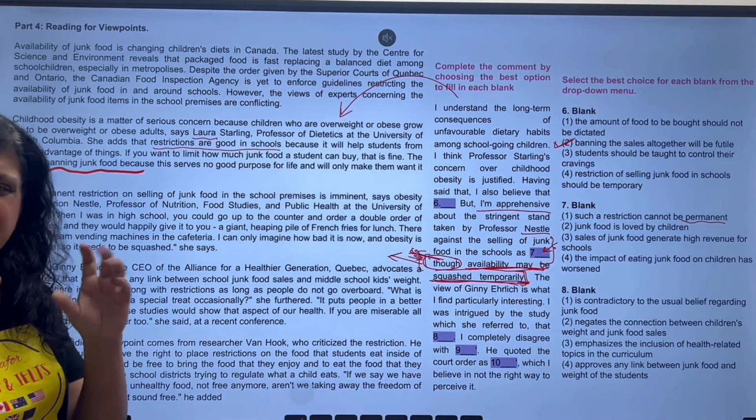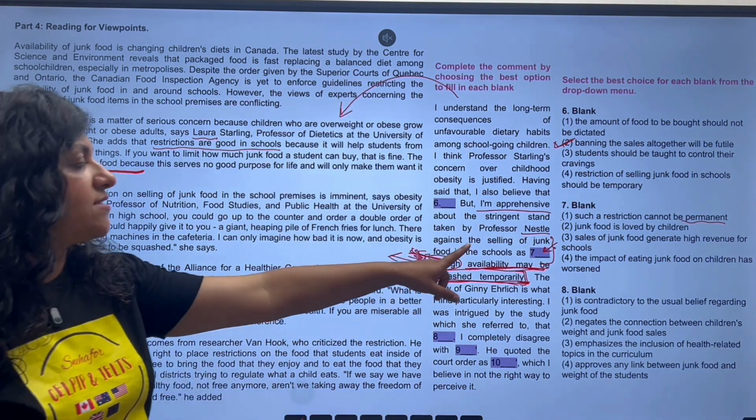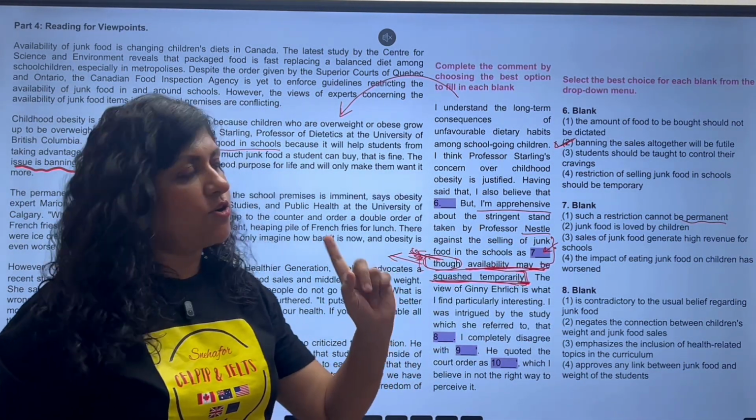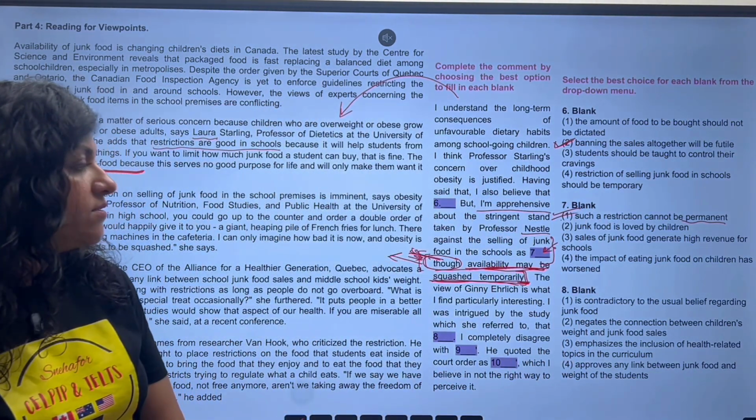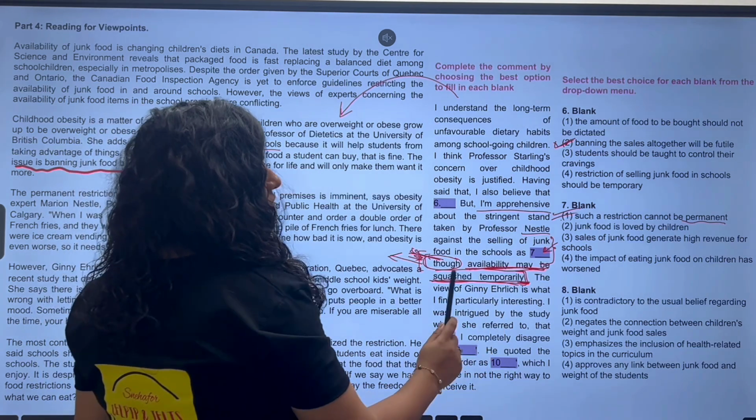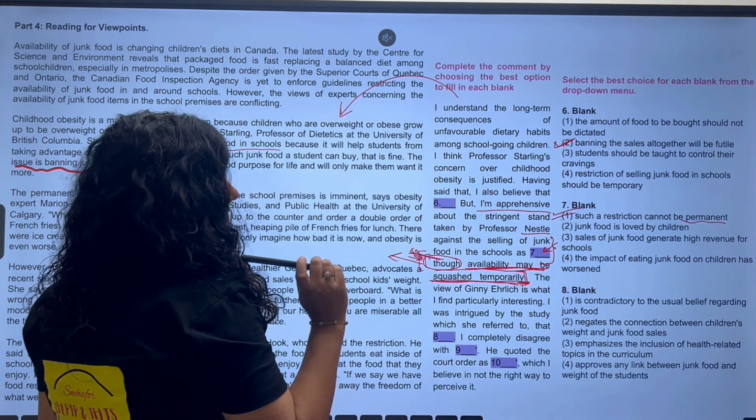So you need to have a hint, right? So please read till you find a full stop. So here my answer is going to be 1. Now we read further. The reader says, the view of genealogy is what I find particularly interesting.